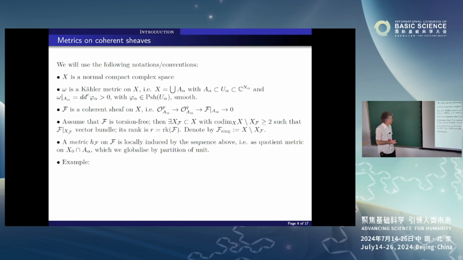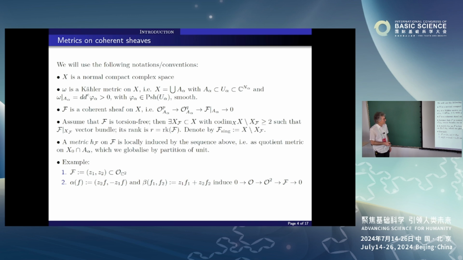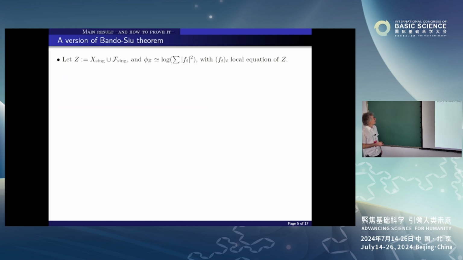Now, I computed an example for you, a very simple one, of course. So let's say that F is this sheaf here in C². And then, as we know, we have this resolution by two terms, in O² and O, given by these maps. And then the metric has this behavior. If we take, for example, this section as 1, the norm of the section in question is |z1|² divided by the sum of the squares of the coordinates. Fine. A very good exercise.